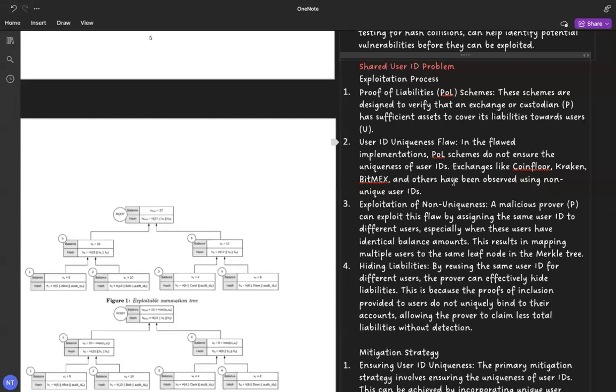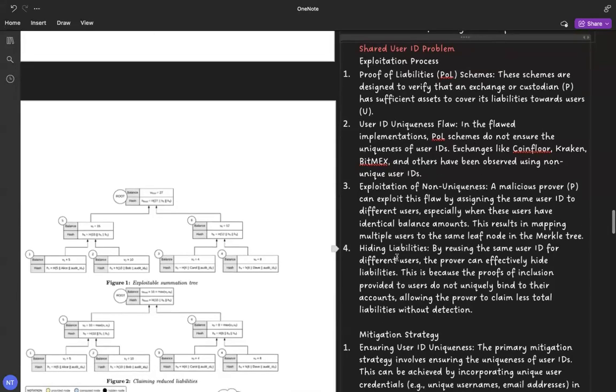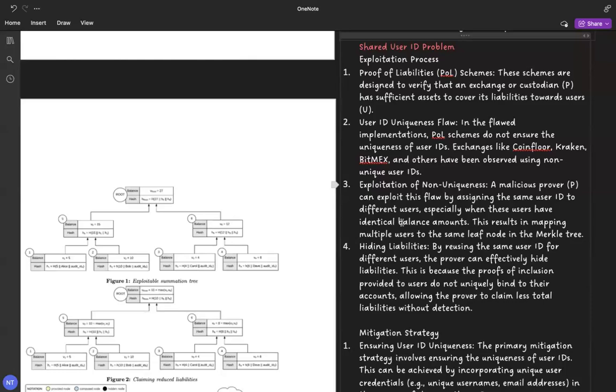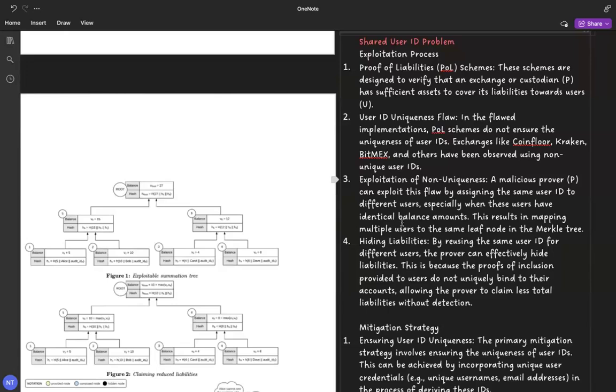The other hack, which was also apparently common, is reusing the same user ID when you're building the tree. So it's a shared user ID problem. Here the exchange has non-unique user IDs when building the tree, and there are a number of such exchanges: BitMEX, Kraken, CoinFloor. When you build a tree with the same user ID, they go under the same leaf node, which results in reduced liabilities. An exchange can also use this to hide liabilities.